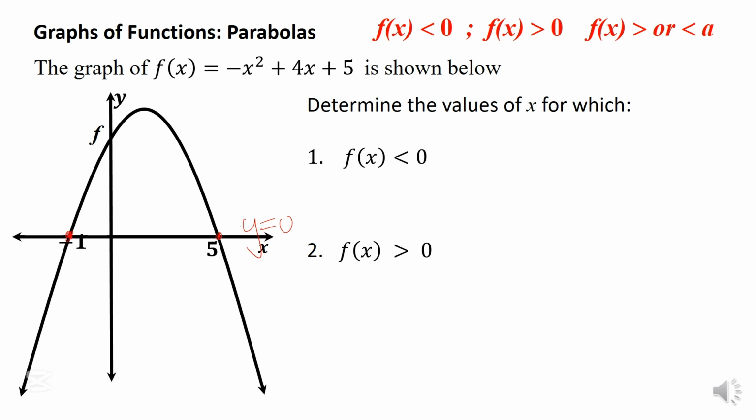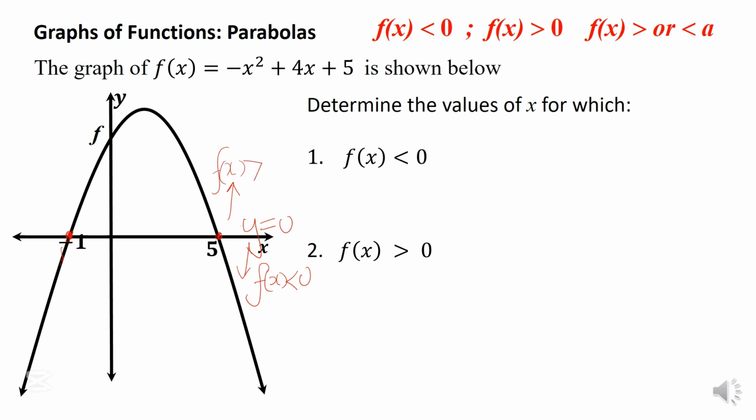Now below the x-intercept, going downwards, below the x-intercept, f of x is no longer equal to 0, but instead f of x is smaller than 0. Above the x-axis, f of x is bigger than 0.